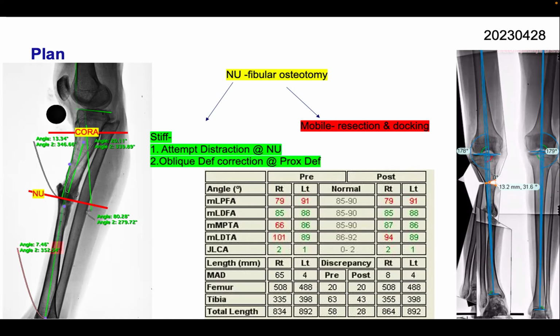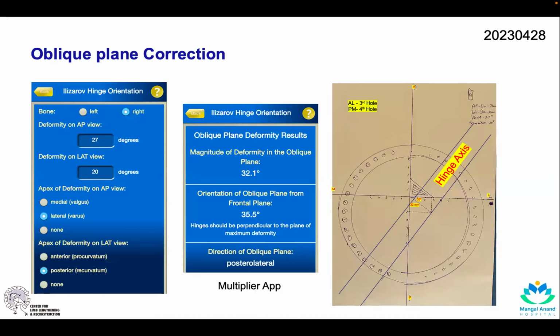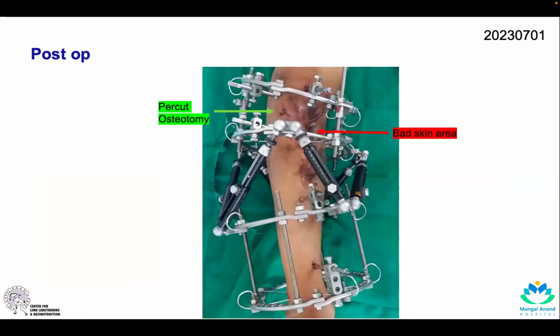So we did an oblique plane deformity correction planning at the proximal site, which gave us the hinge, which was in the third hole anterolateral and the fourth hole posteromedial. And he had a deformity of around 35 degrees in the oblique plane. So we did a percutaneous osteotomy in the proximal fragment and corrected that with the hinge.